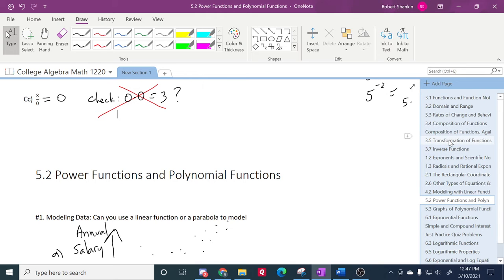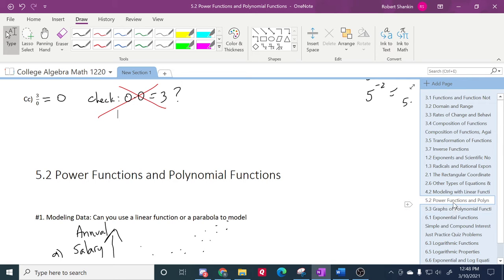and then inverse functions, they went together. And then there was transformations of functions, which we reviewed, one of those in the practice quiz today. Exponents in scientific notation, radicals. Radicals and exponents can go back and forth. Radicals are the same as fractional exponents. Okay, rectangular coordinate system, we had distance formula and a midpoint formula. Other types of equations, those were mostly equations containing square roots.